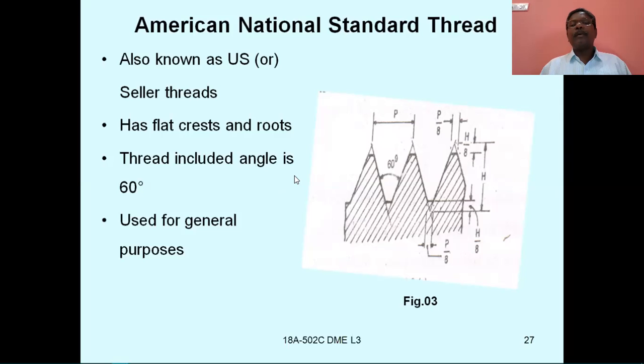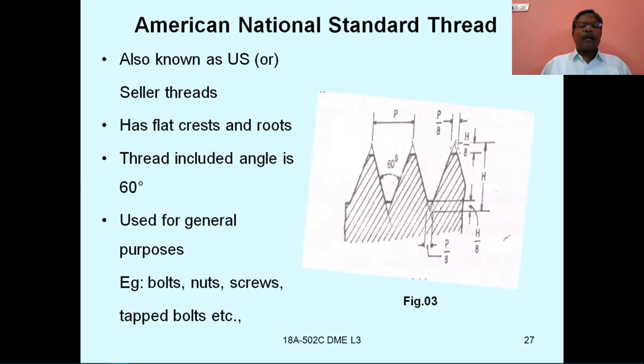It is also called American National Standard thread, US thread or Sellers thread, with flat crest and flat roots, and thread angle is 60 degrees, used for rough and general purpose. Bolts, nuts, screws, and tapping bolts, etc. are where we use it.